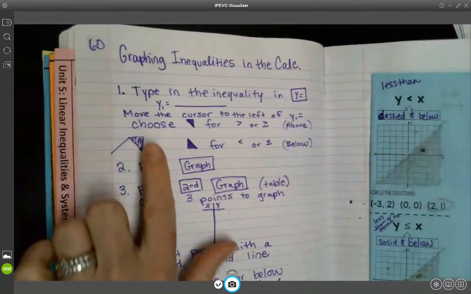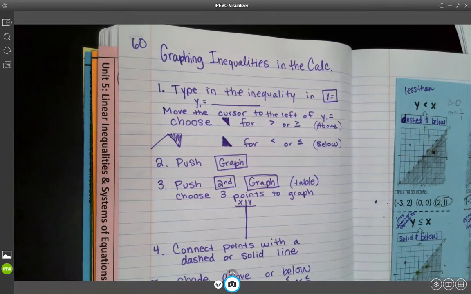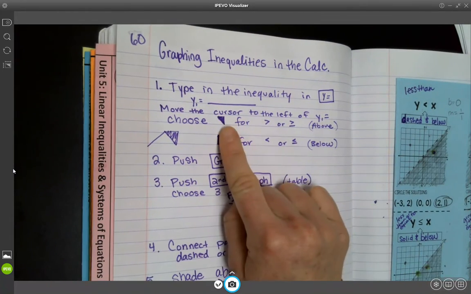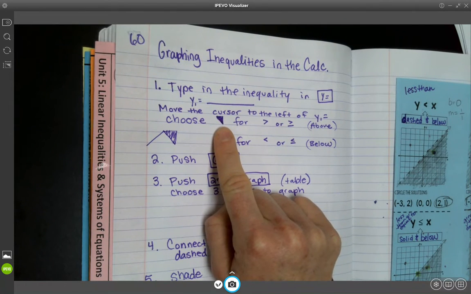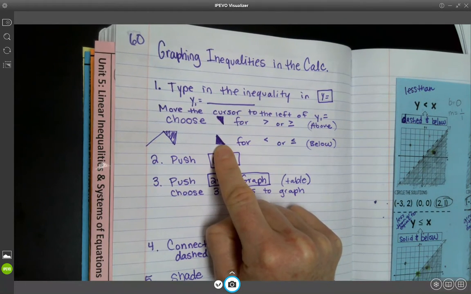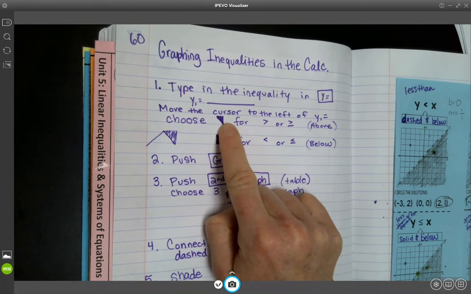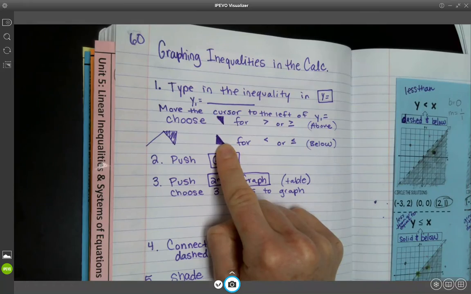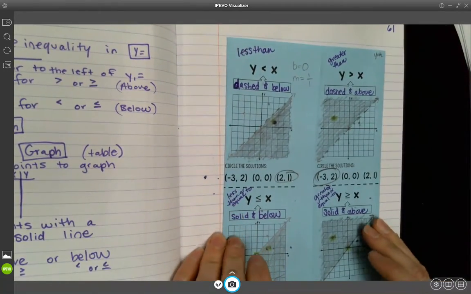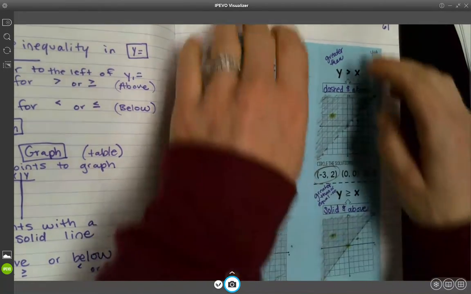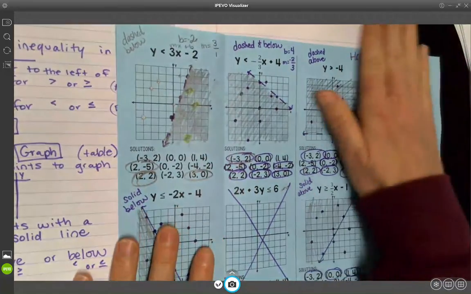Graphing in the calculator. We also talked about how to do that. You put it into y equals, but then you move the cursor over to the left to change what's in front of y1 to either be above, this is an above triangle, this is a below triangle. Then you graph and look at it. We did these already where we graphed above and below, so you should have all these completed.